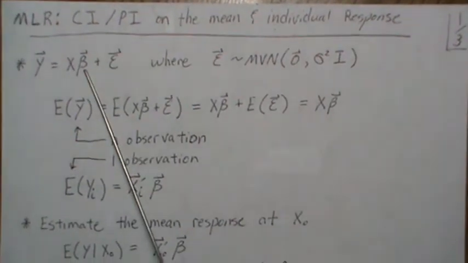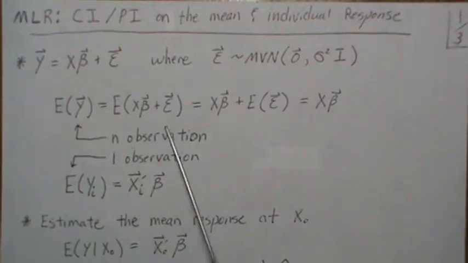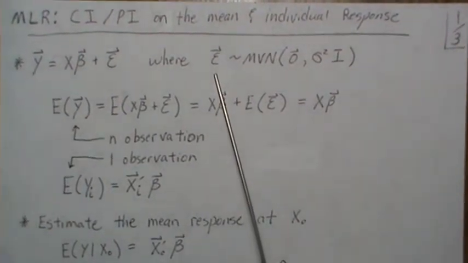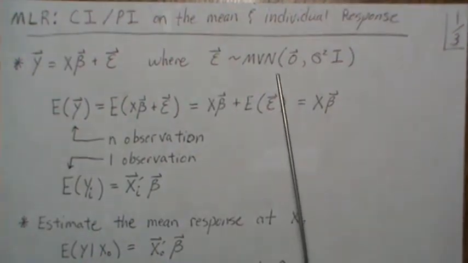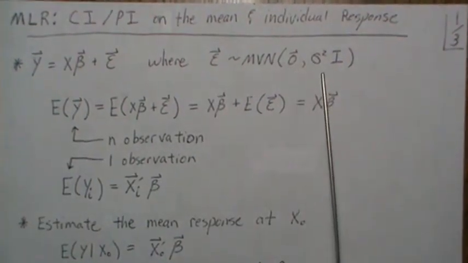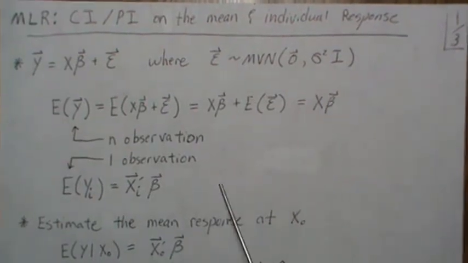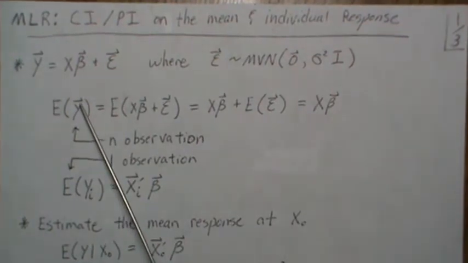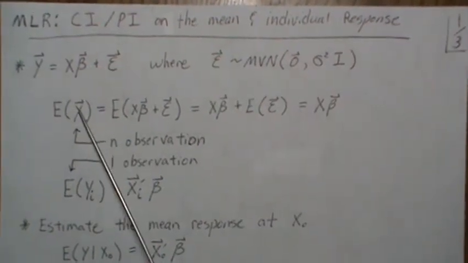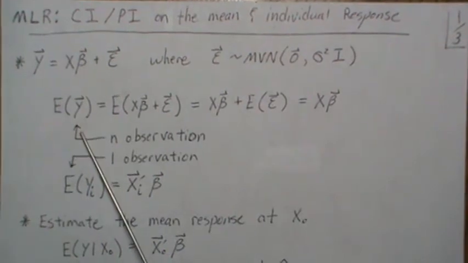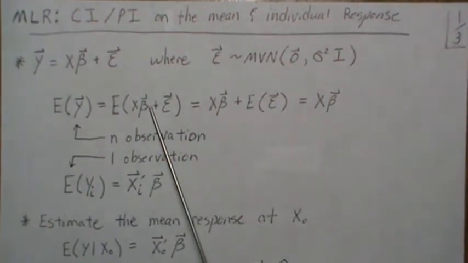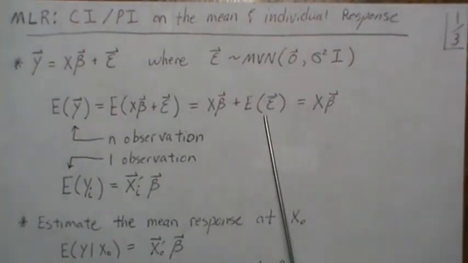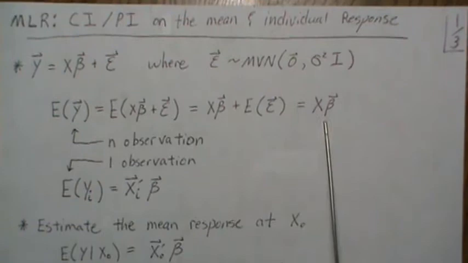The beta is a k plus 1 by 1 vector. Here, since we're developing confidence intervals, we need a distributional assumption. So we're going to assume epsilon is multivariate normal with mean vector 0 and variance covariance matrix sigma squared I. Now, one note here is if we look at the expected value of y with this vector, so there's n observations here, right? And so that's the expected value of this, because that's what y is. This is constant, so it comes out. That's expected value of epsilon, but it's 0. So we're left with this.